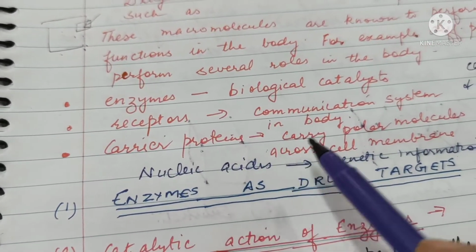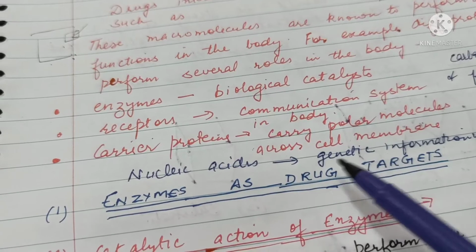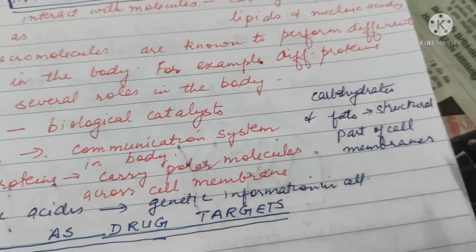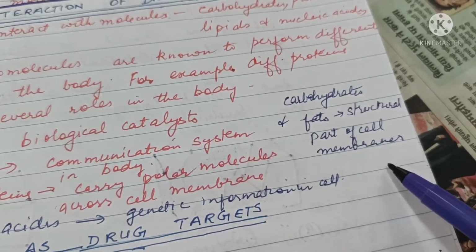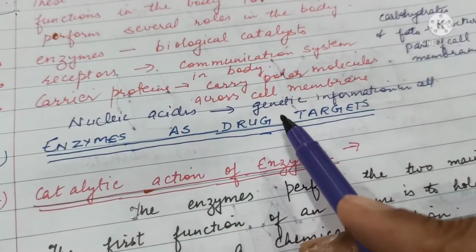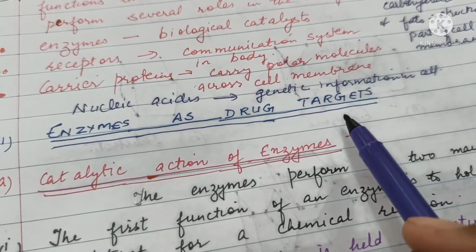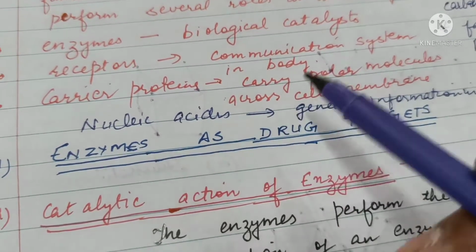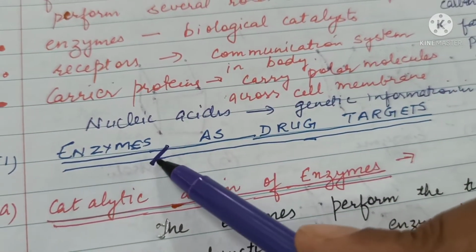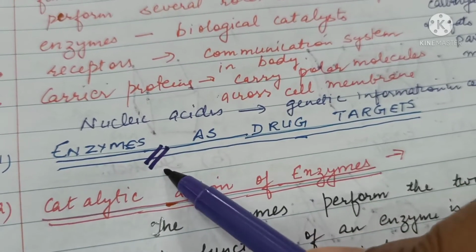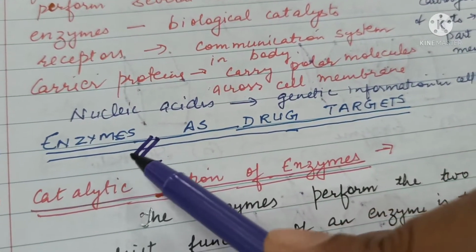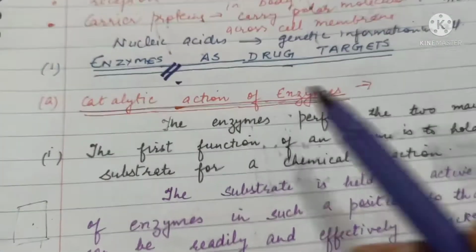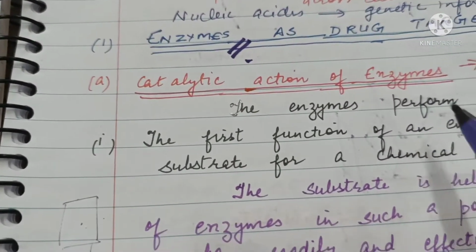Then we have carrier proteins which will carry polar molecules across cell membrane. Then carbohydrates and fats are structural part of cell membranes. Nucleic acids impart genetic information in cell. Then enzymes. When enzymes are drug targets, if the molecules which are to be treated involve enzymes, then drug will attack the enzyme and treat the disease.